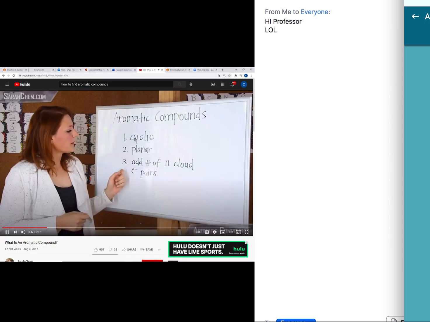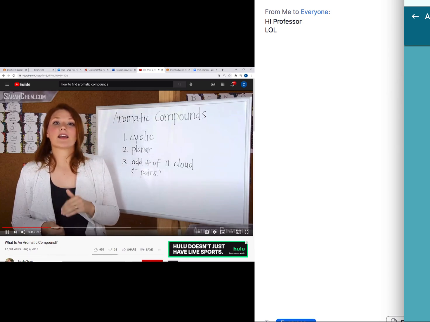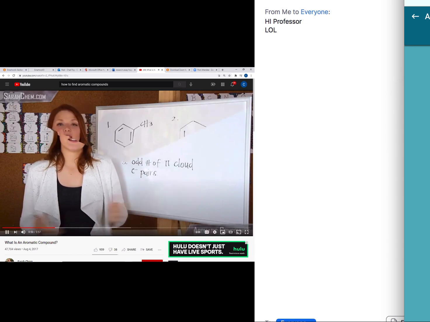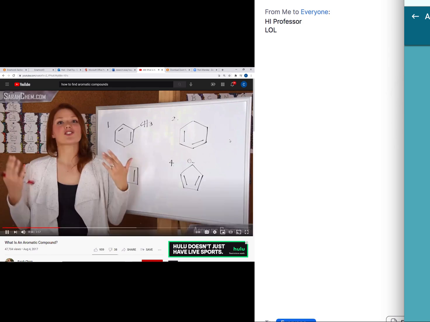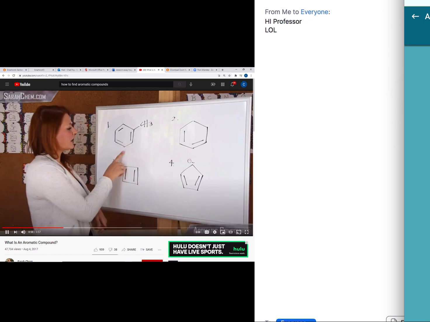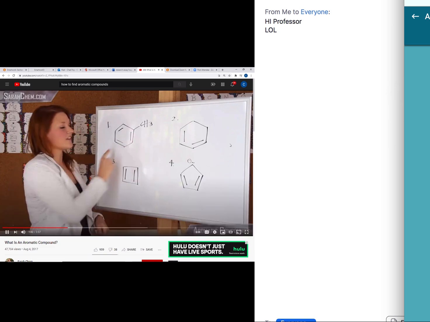Third and final piece is that you're going to have an odd number of pi cloud electron pairs. So let's see what this looks like in practice. Okay, so now let's systematically apply these 3 rules to each of these 4 compounds to determine whether or not they're going to be aromatic. So if we take a look at this first compound here, we see that it meets the first criteria. It does have a cycle in it.